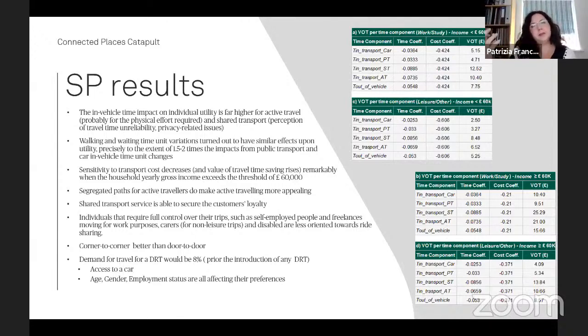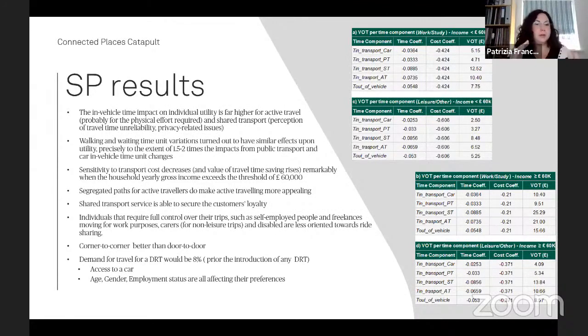And these coefficients were then translated into the codes, the coefficients that are used in the scoring function in the MATSim model. As early results from the stated preference survey, people perceive the in-vehicle time as a negative utility, so they would like to minimize their time in shared transport. Actually, the perception of time is the same as active travel, which is quite high, because during active travel you have a physical effort and you would not expect this from shared mobility as well. But walking and time units are more or less the same as public transport, but shared mobility has a much higher value of time, so it is considered less.